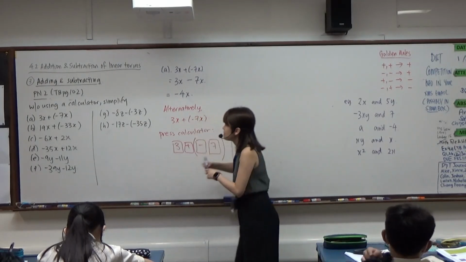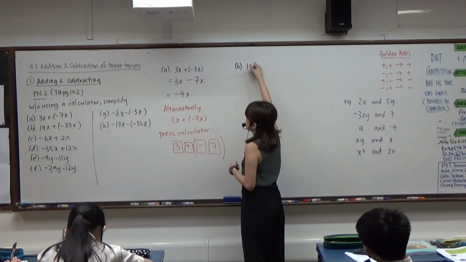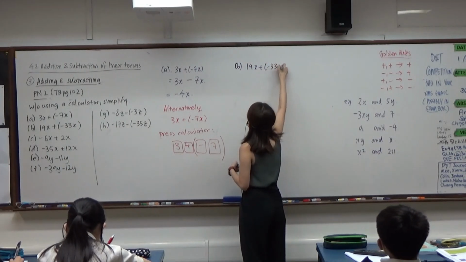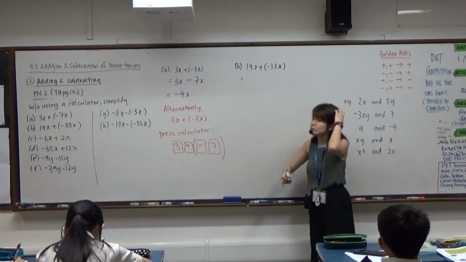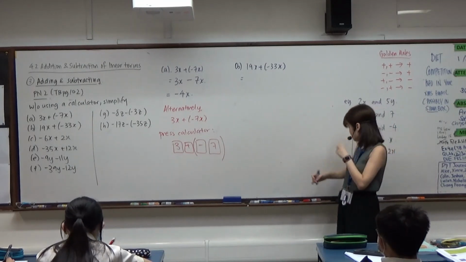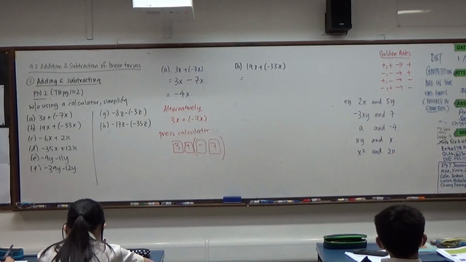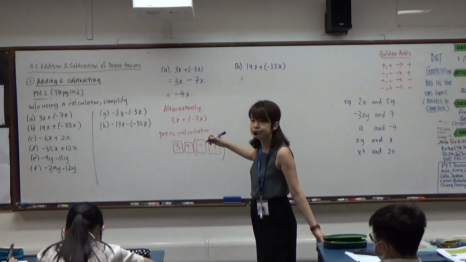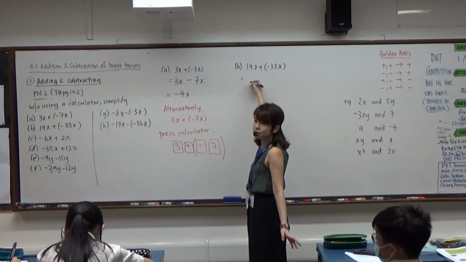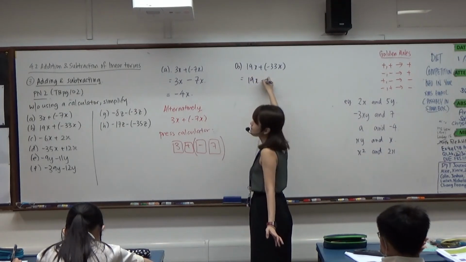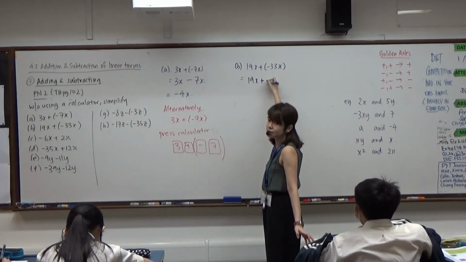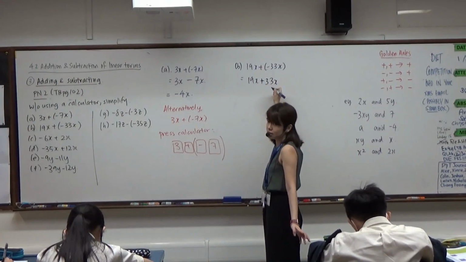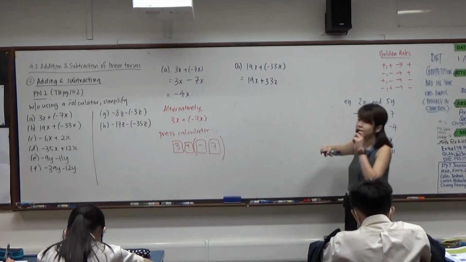Okay? Next, part B. We have 19x plus negative 33x. Okay, so same thing applies. What should I write? What do you think? Looking at my ice cream sticks, I have Lucas up. Can you tell me what's the next step? Sorry? What do I write? 19x plus 33x. Is that what I said?